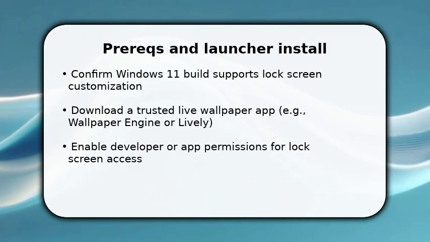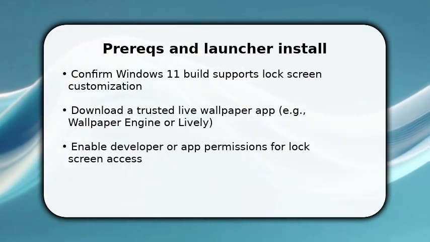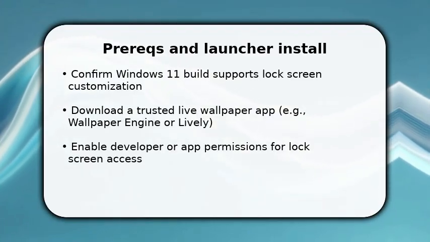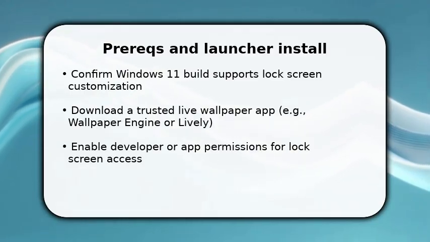You'll start by getting the app that enables live wallpapers and ensuring Windows will let it run on the lock screen. Download and install a reputable live wallpaper program, then grant it necessary permissions when prompted so it can access background and lock screen hooks.